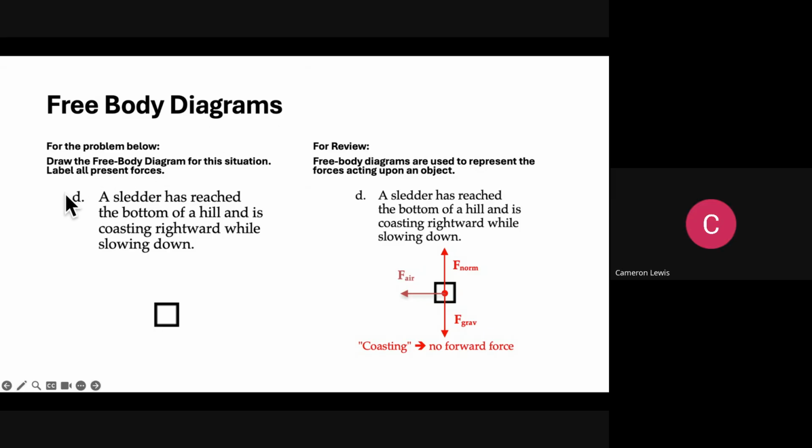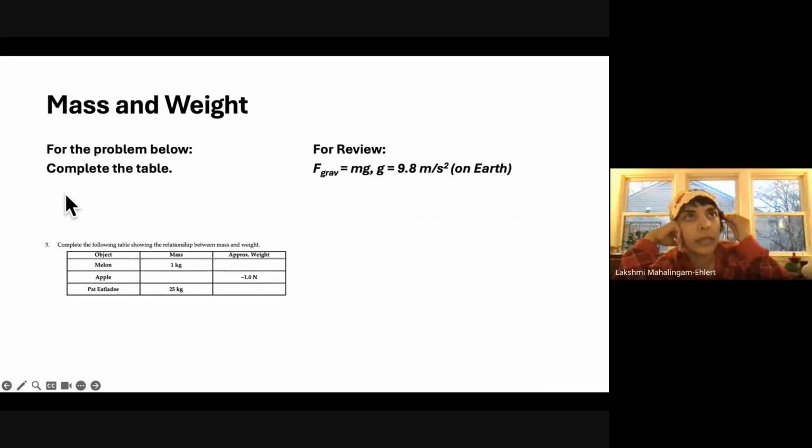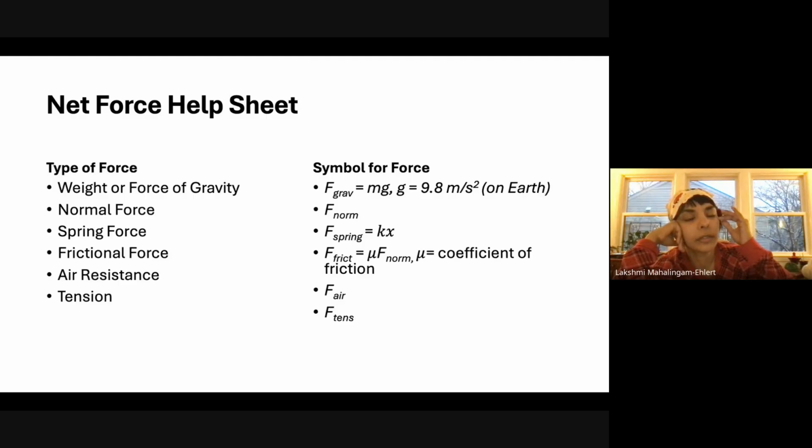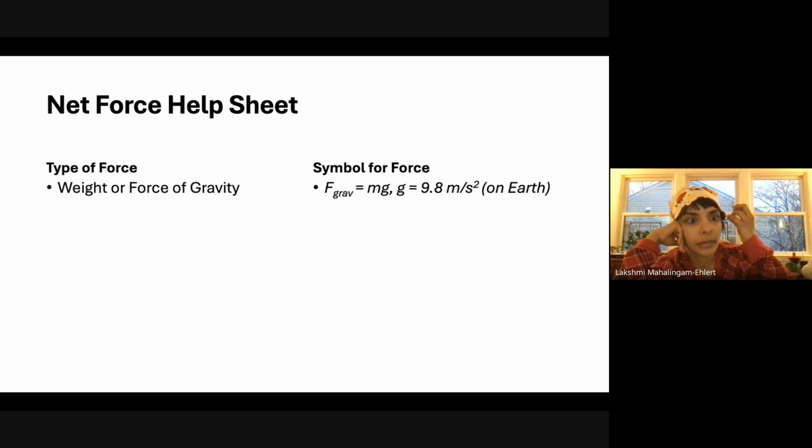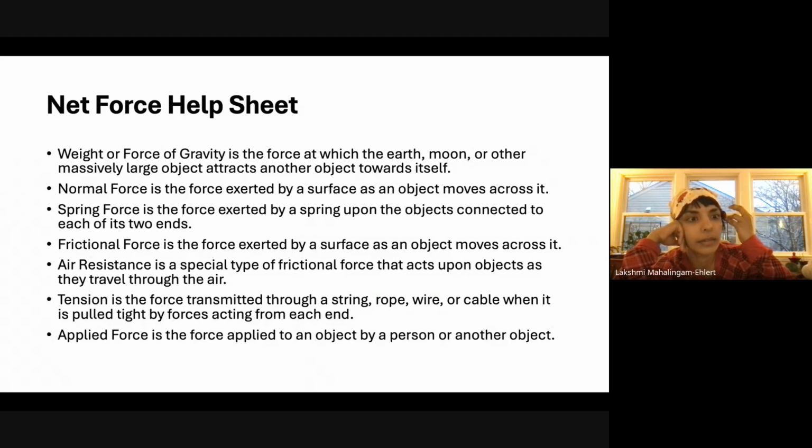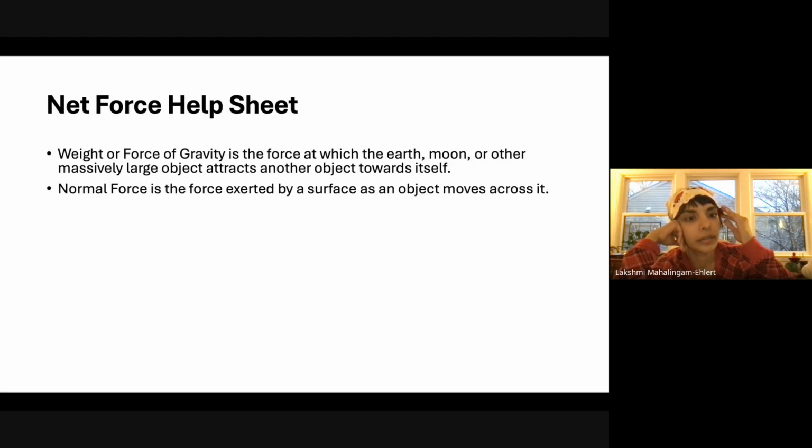Hold on, let me go back to the definition. So does that mean as long as the surfaces of two different objects are touching, there is a normal force and a force of gravity?